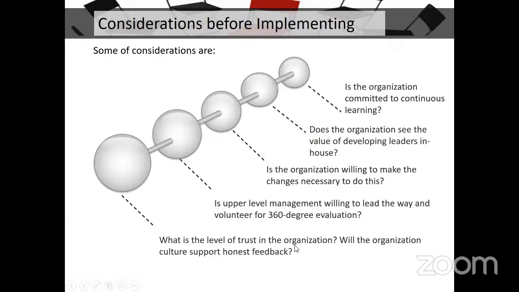What is the level of trust in the organization? Will the organizational culture support honest feedback? Culture. Is honesty one of your key values? Because if it's not, and you're trying to sell a system, then you first have to sell that honesty. Let people be honest within themselves.